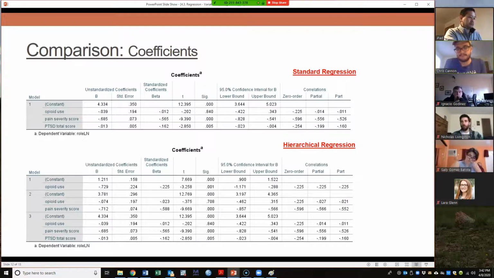Questions on this? I'm having a little bit of trouble thinking of an example where you would rather do this than just a multiple regression. Yeah, me too. Okay.